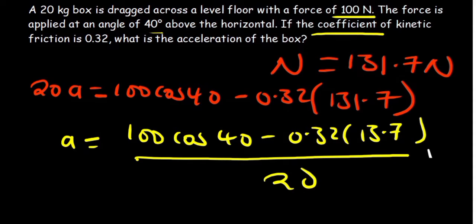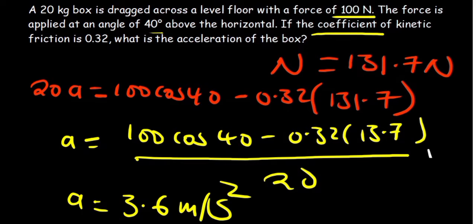So grab your calculator there. 100 cos 40 subtract 0.32, which is the force opposing motion, divided by 20. So what we have as our acceleration in this case is basically 3.6 meters per second squared.